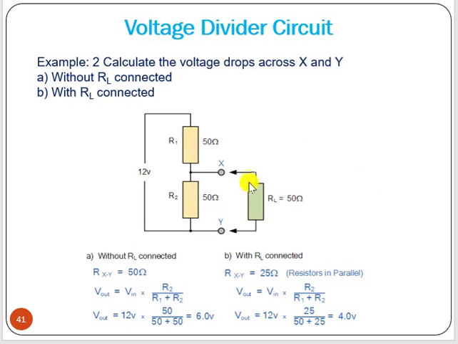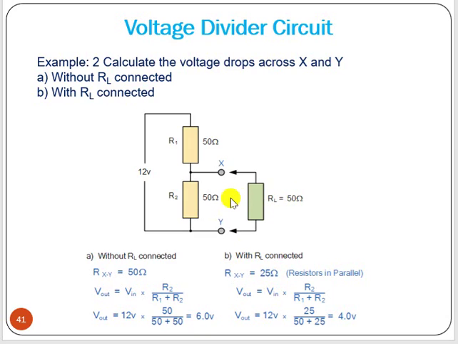Now, without RL connected, RL is also 50 ohm. Now what is the voltage drop across this XY point? That will be 12 volt into 50 divided by 50 plus 50, which is 6 volt.